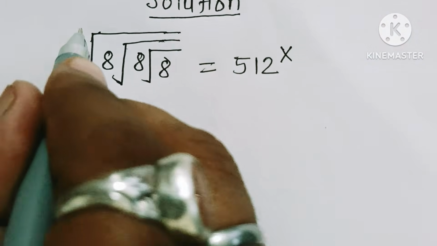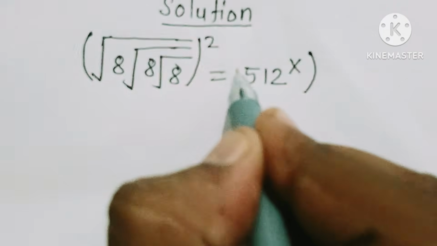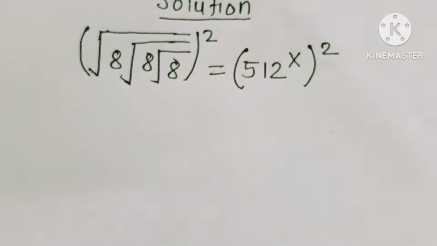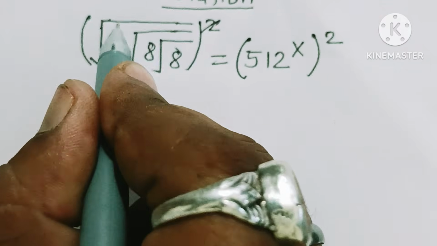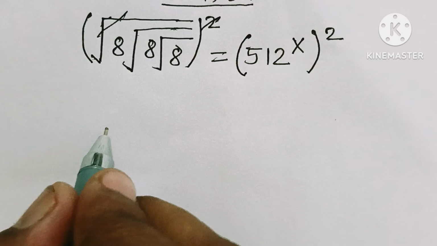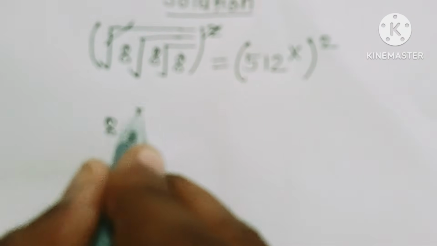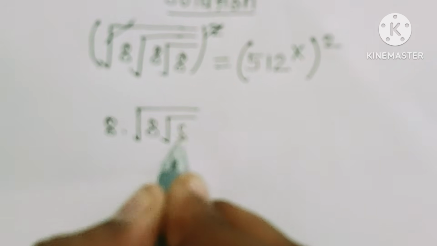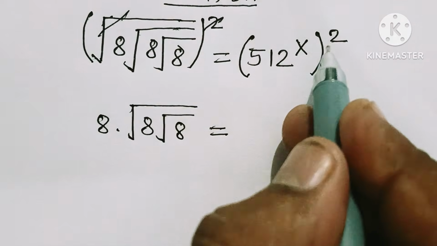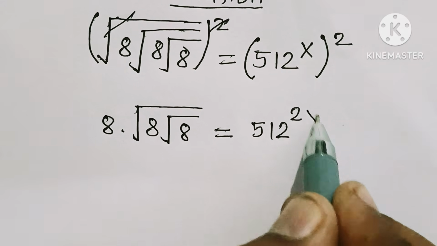Now squaring on both sides. Here the square root will be removed. So 8 into square root 8 equal to 2 into x, that is 2x, 512 raised to power 2x.